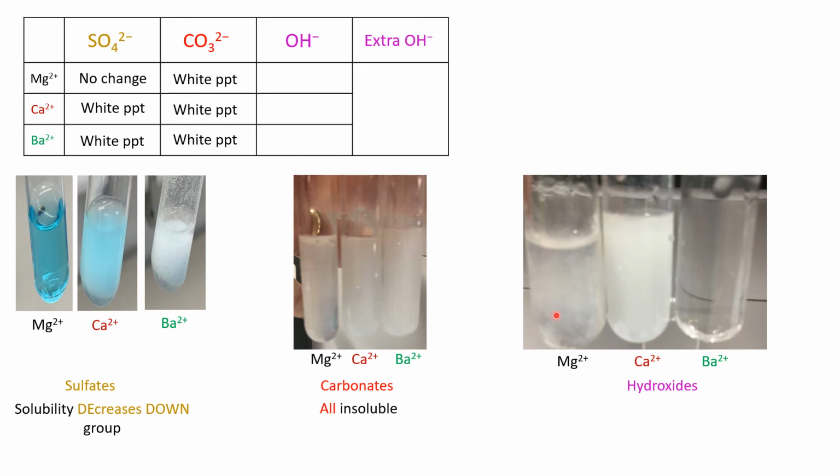Moving to the hydroxides, of course, there they are: magnesium, calcium, and barium. You can see we're getting a precipitate for the magnesium hydroxide, a precipitate for the calcium hydroxide, and no precipitate for the barium hydroxide. I've called this a gel. It's rather gelatinous. You can see at the top there, it looks a little bit jelly-like. Magnesium hydroxide is insoluble, but it forms this sort of jelly-like thing. But anyway, magnesium, calcium, and then barium hydroxide is so soluble that it doesn't make a precipitate. So for hydroxides, the solubility increases as you go down the group.